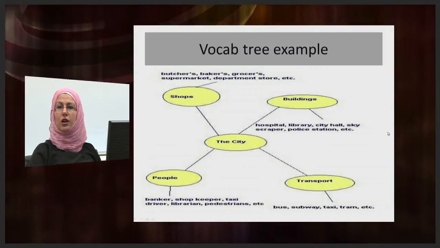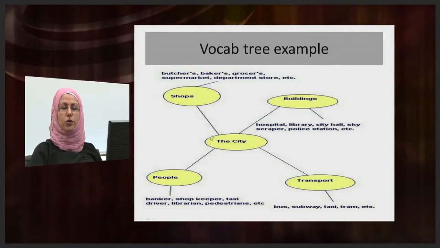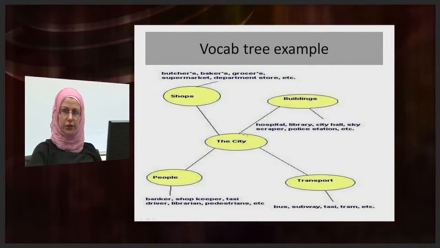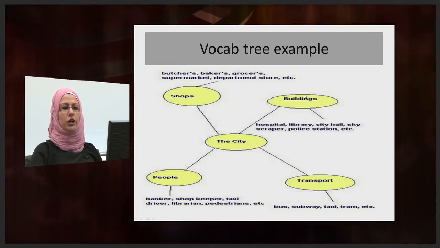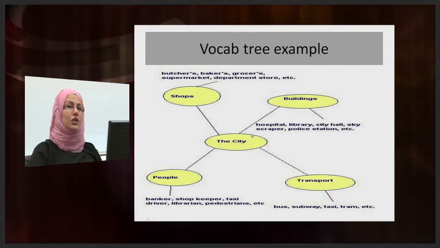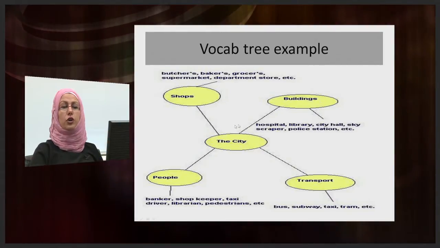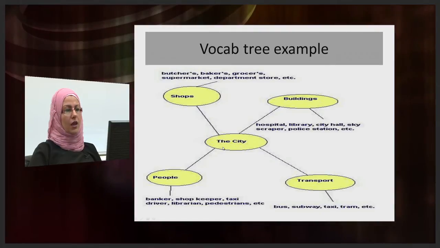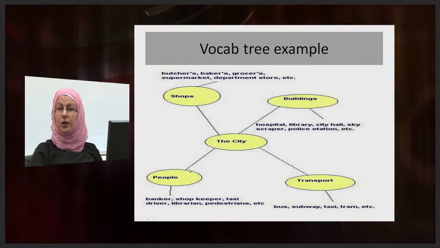Here is an example of a vocab tree. In the center of the paper you have the word the city. This is the target word. Here we have different words or categories that can be found in the city and that have a certain relation. Remember what we said in lesson 1, sense relations to the word city. So in the city there are shops, there are buildings, there are means of transport, and there are people.